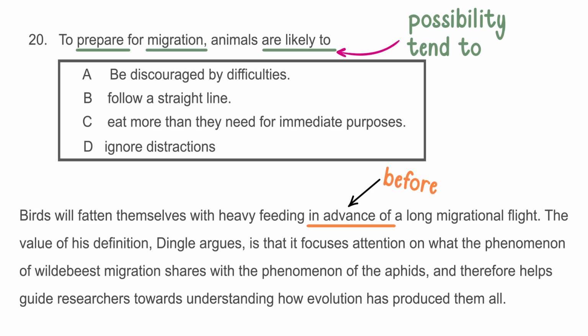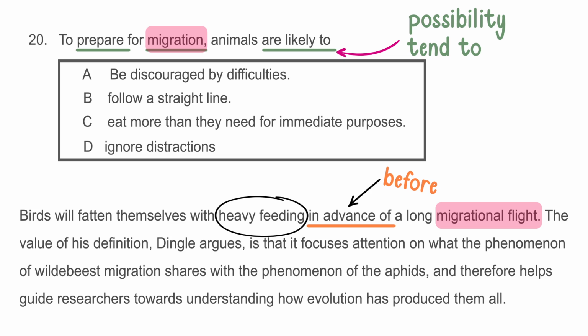And for migration, we have again a long migrational flight. So what are animals likely to do here? Now let's read the sentence again. Birds will fatten themselves with heavy feeding in advance of a long migrational flight. So they feed themselves a lot in order to be prepared for a long migrational flight, right?